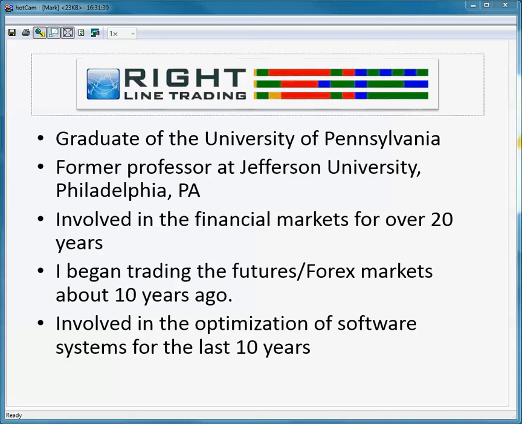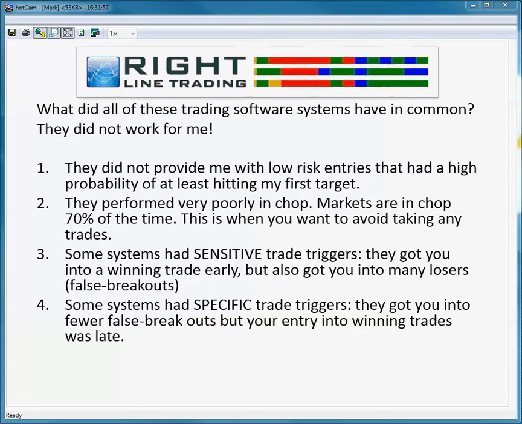And just a little bit about myself. I'm a graduate of the University of Pennsylvania. I'm a former professor at Jefferson University in Philadelphia, and I've been involved in the financial markets for over 20 years. I began trading the futures and forex markets about 10 years ago. And more specifically, I've been involved in the optimization of software systems for the last 10 years.